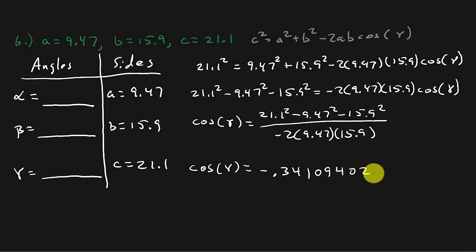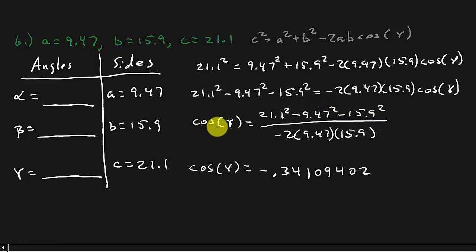Now, let me explain why it doesn't make any difference. When I solve for cosine gamma, I get this right here. Can you agree with me that when I put this into my calculator, I may get a positive or a negative answer? In this case, I got a negative. If I would have solved for cosine alpha and done all this, I would have gotten a positive. Same thing with beta. I would have gotten a positive.